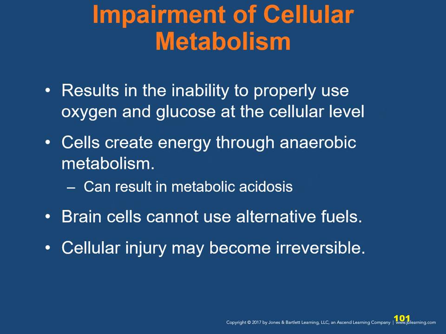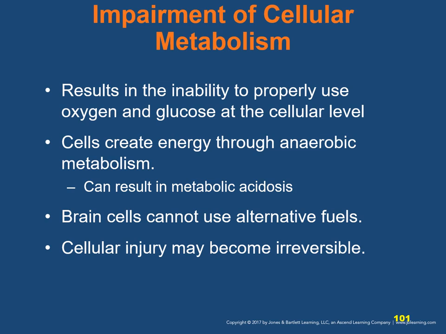Impairment of cellular metabolism results in the inability to properly use oxygen and glucose at the cellular level. When there is inadequate oxygen, cells will create energy through anaerobic metabolism. This serves as a temporary backup system and can result in metabolic acidosis. It requires more energy than when using glucose for fuel. There is more waste to remove from the body, and the body must work harder. There's also decreased ability of the blood to effectively carry oxygen to the cells.